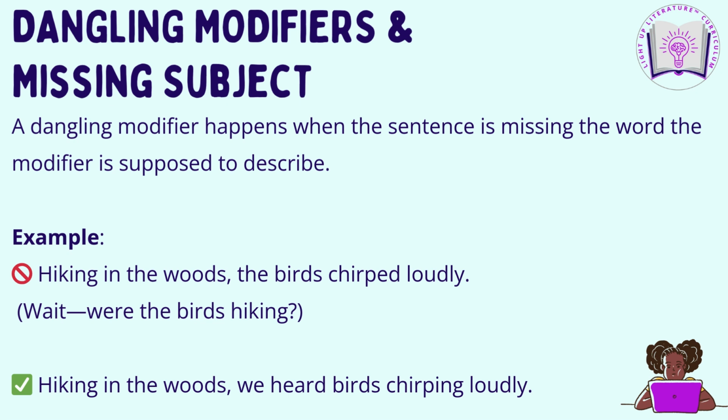All right, dangling modifiers and missing subjects. A dangling modifier happens when the sentence is missing the word the modifier is supposed to describe. Hiking in the woods, the birds chirp loudly. Wait, were the birds hiking? No, of course not. Hiking in the woods, we heard the birds chirping loudly. So we had to add not only our subject, but also the verb. Because you can't just walk up to saying, hiking in the woods, the birds chirp loudly. But how does hiking in the woods connect? That's why we need to add that we heard.